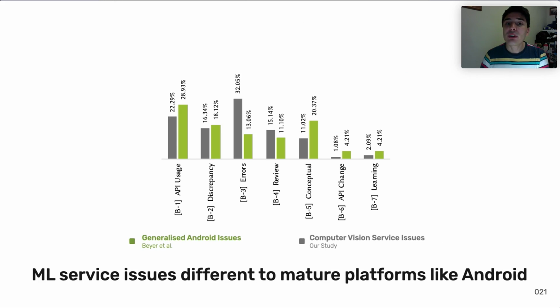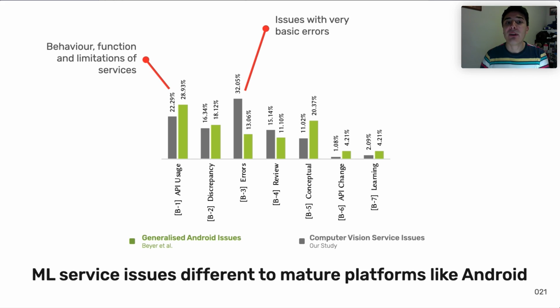Now, when we contrast our issues against a more mature domain, like Android issues, we see that there are a lot more questions on error handling. Regarding API usage, we find that developers question the behavior, function, and limitation of these services as well. Lastly, basic ML principles are largely misunderstood, suggesting that there is conceptual misunderstanding. In essence, mature domains like Android show a large distribution difference in the types of issues developers present on Stack Overflow.